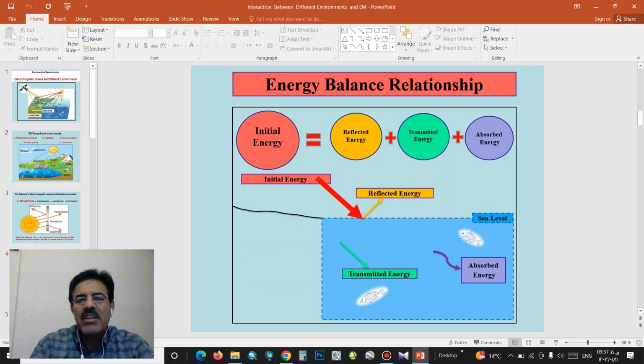Energy balance relationship. Important note: initial energy equals reflected energy plus transmitted energy plus absorbed energy, and the sensor can receive reflected energy, not transmitted energy or absorbed energy.